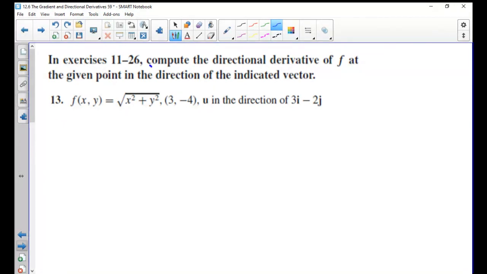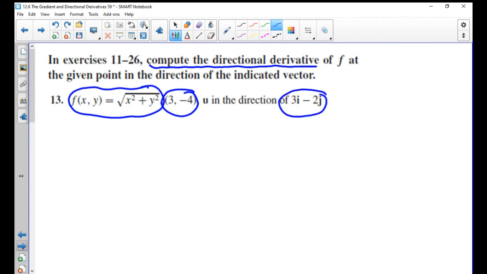Now, here, again, directional derivative. Here is the function. Here is the point. And here is the vector. The vector is (3, -2). Now, in what sense is this question a little bit different from the previous one? Why is it a bit different? Yes, here, this vector is not a unit vector.